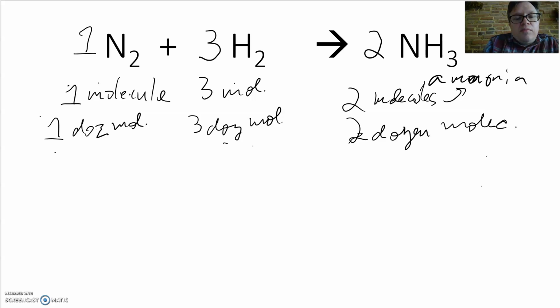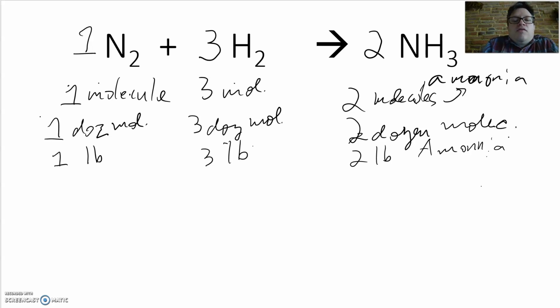Now, would it be valid to say 1 pound or a kilogram of nitrogen, 3 pounds of hydrogen would make 2 pounds of ammonia? If you stop and think about it, there's lots of reasons why this wouldn't work. So these first two are correct. This one is not.